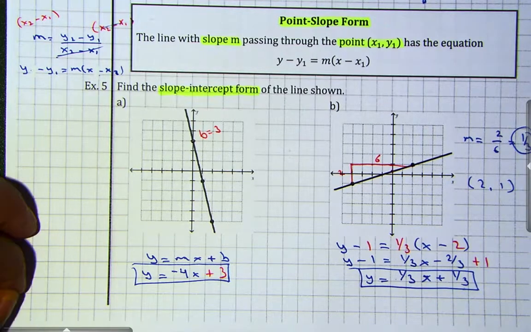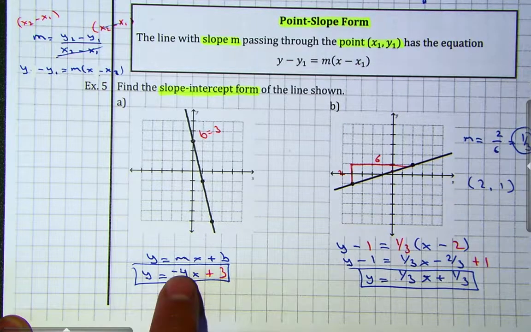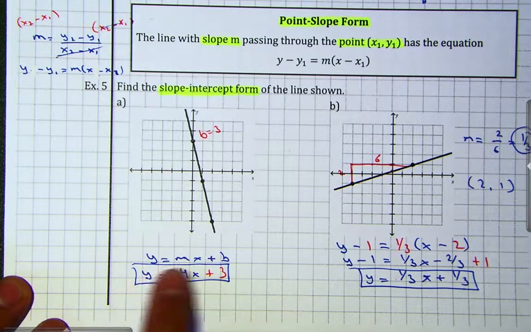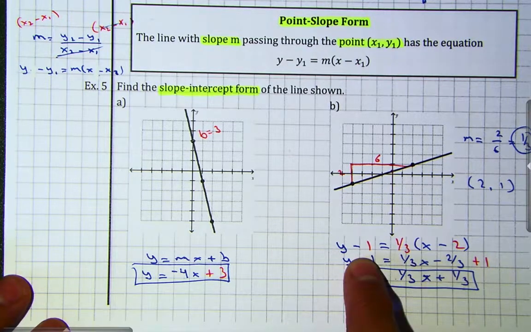So I want you guys to make sure that you take the time to be able to see which is the best equation to use. I know that some of you guys are used to just using the mx plus b, the slope-intercept form, but in this class and in calculus, you want to be able to also use your point-slope form.